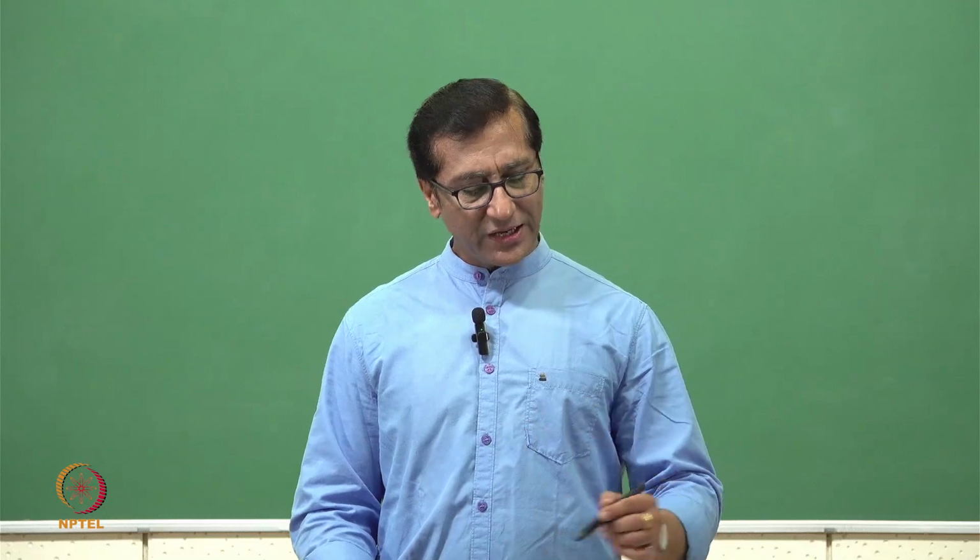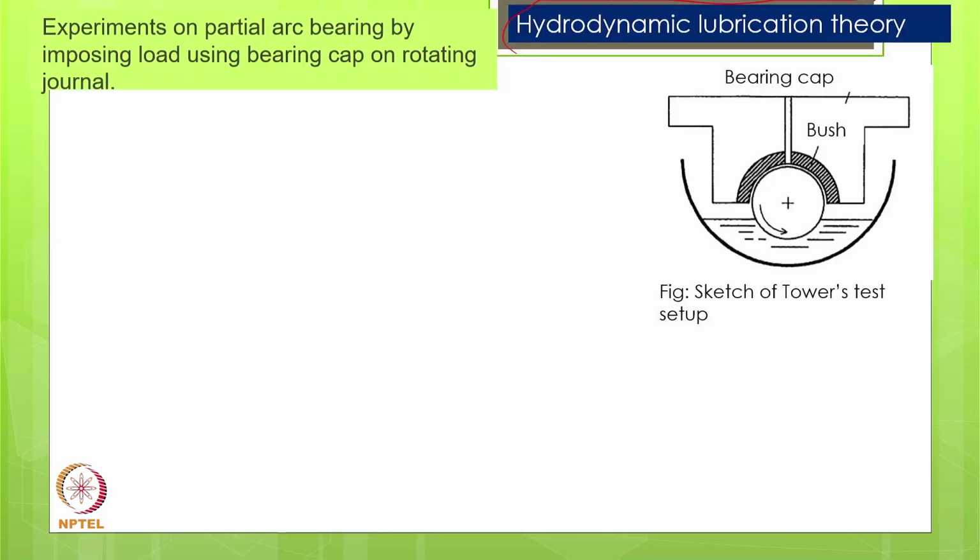Now let's start again from hydrodynamic lubrication theory, which started from Tower's experiment. He used a partial arc bearing, as mentioned here, and he observed that when the shaft rotates, the lubricant comes out from this hole. If it is coming out from this hole, naturally there is pressure generation, and there is some clearance also in this case.